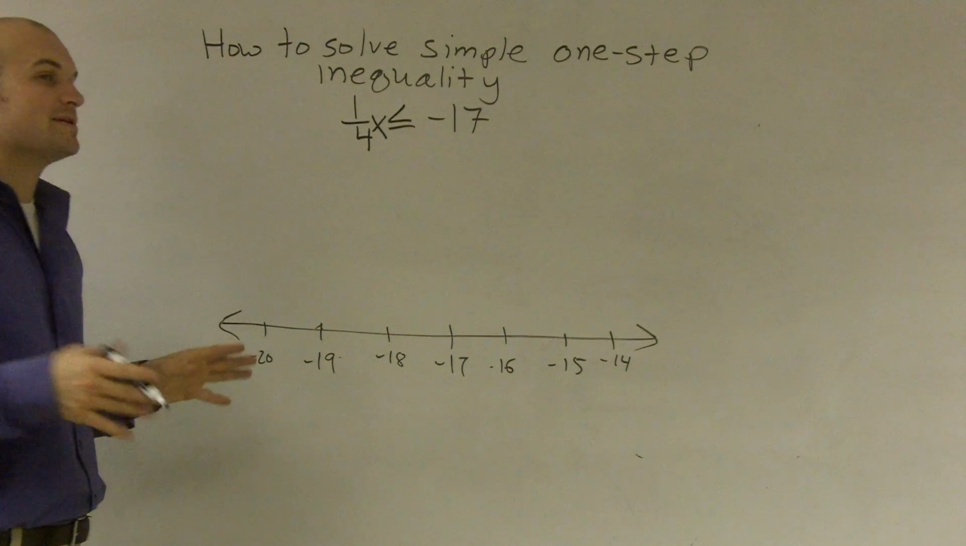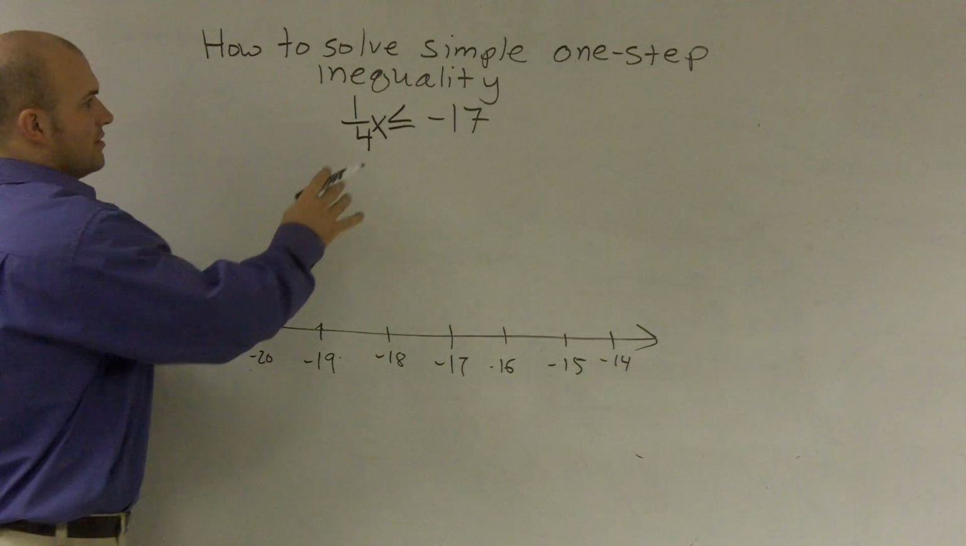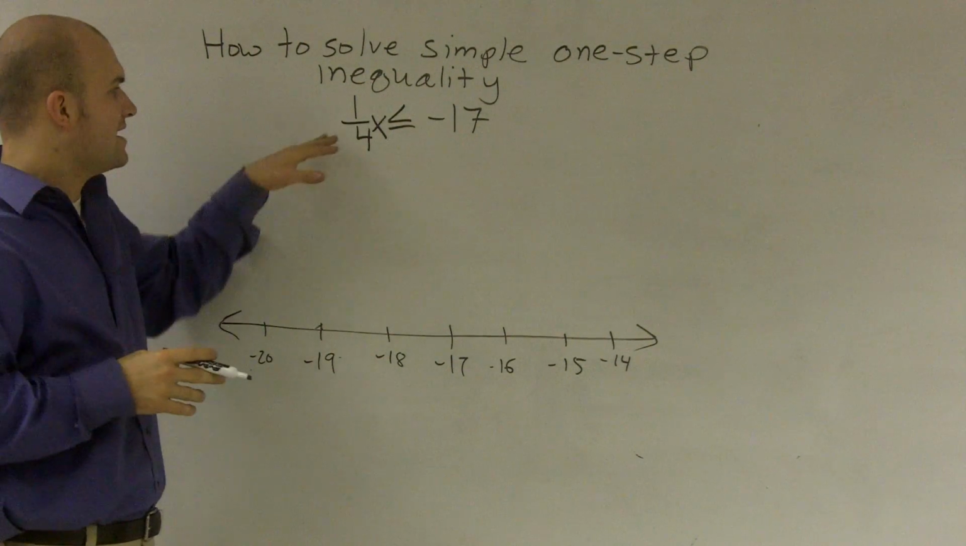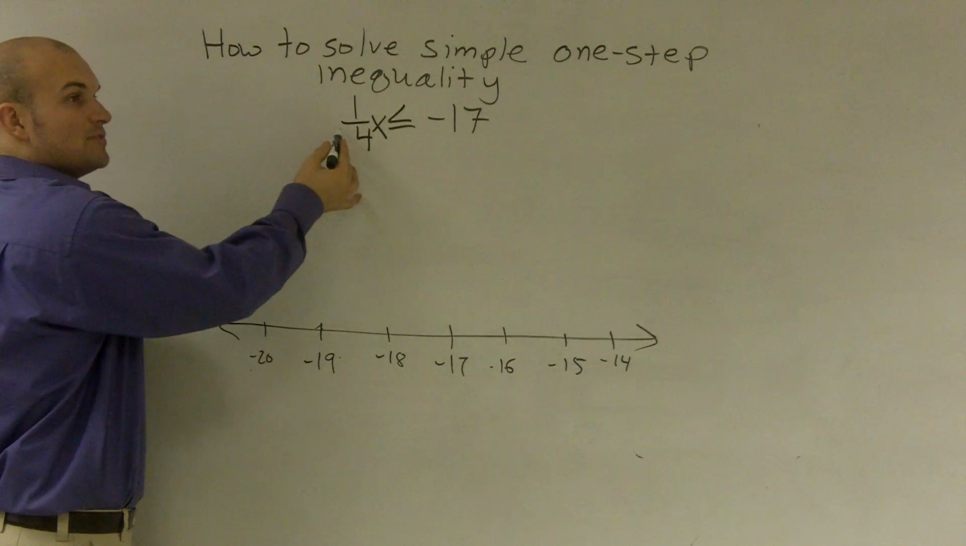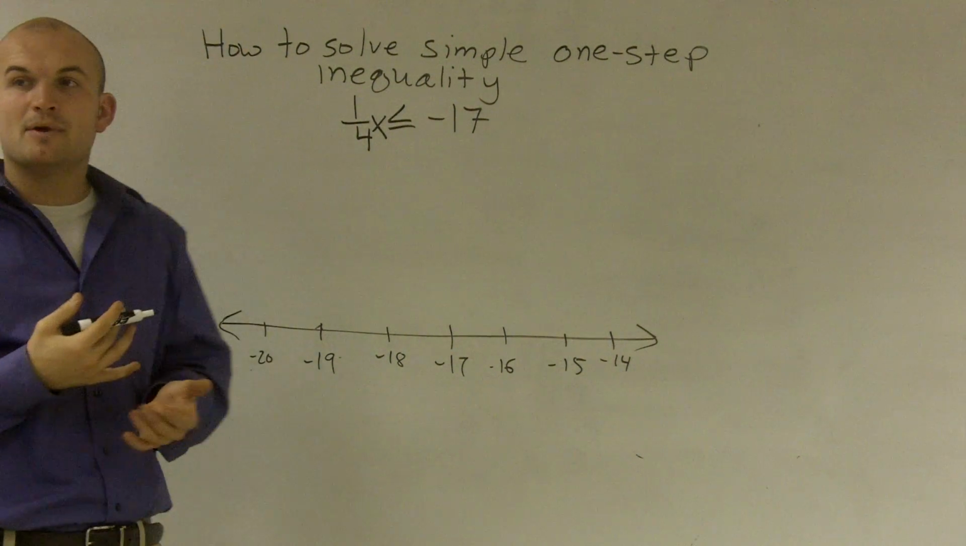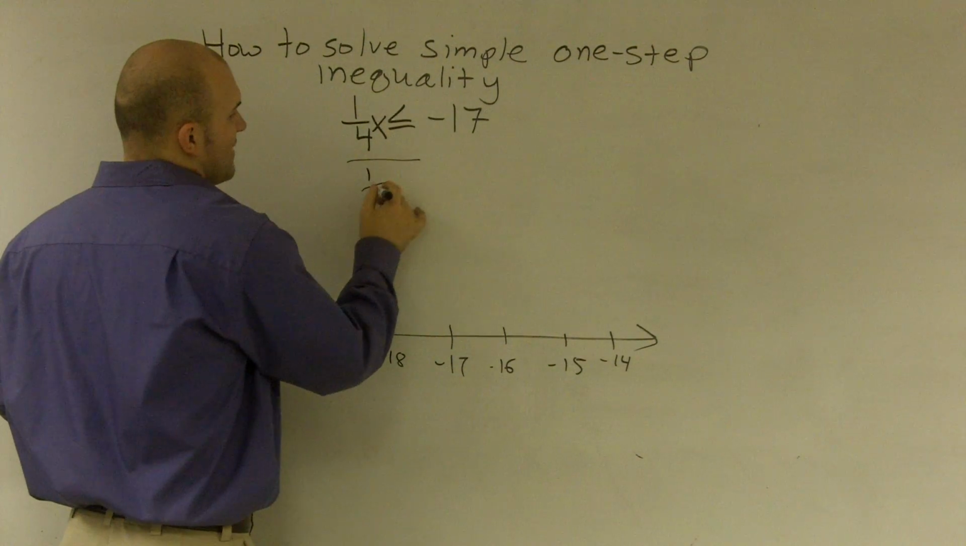So, what you guys have to remember is first, when we're doing our one-step inequalities or equations, we first have to look at our variable. Our variable is being multiplied by 1/4. So our x is being multiplied by 1/4. If you guys remember, to undo multiplication, we need to divide. So I'm going to divide by 1/4.